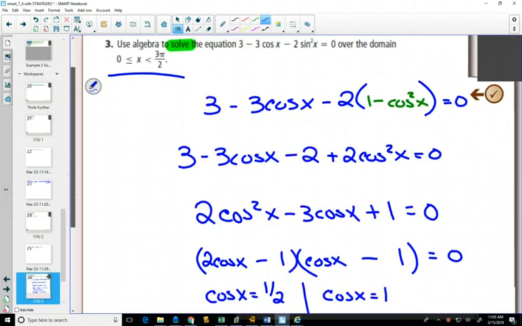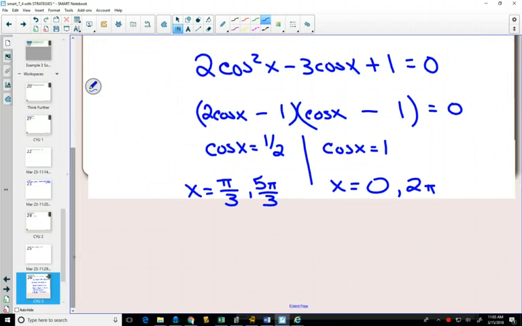So when we go back, did we have any answers beyond quadrant 3? Yes. 2 pi is past quadrant 3. 5 pi over 3 was in quadrant 4. So we would have to cancel those ones out. And the only answers in the domain that they asked for are 0 and pi over 3.